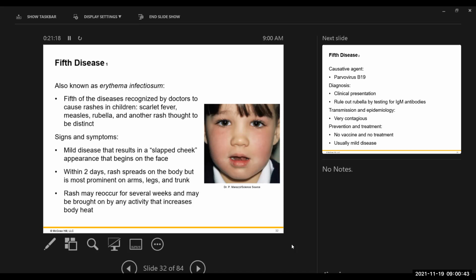Adults are less likely to present the rash and are more likely to develop arthritis. So adults can get this too, and their presentation is often very different. In most cases, this resolves in a week. The big complication with B19 is that this can infect proerythrocytes in the bone marrow, and it can lead to anemia.